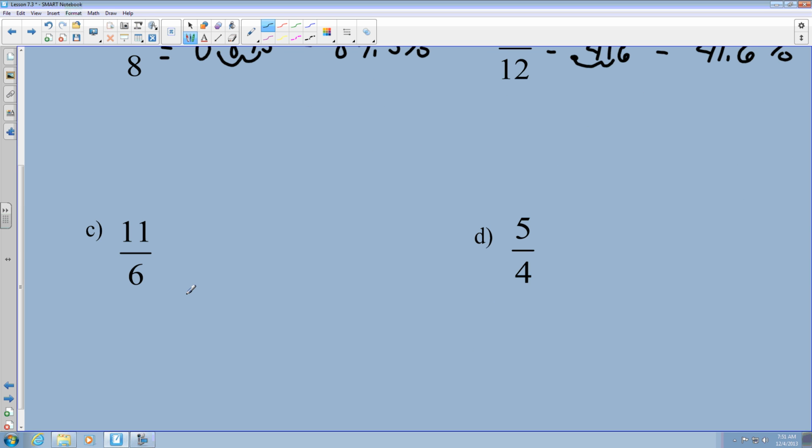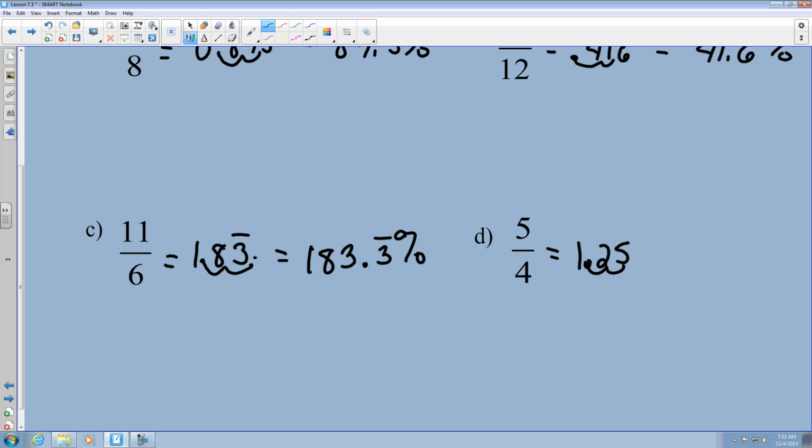11 divided by 6, written as a decimal, is 1.83 repeating. Convert this to 1, 2. So this is going to equal 183.3 repeating percent. Remember, you only write the repeating bar on the right-hand side of your decimal point. You do not do it to the left. Last one is 5 over 4. This as a decimal is 1.25. 2 units to the right, and it's going to be 125%. Okay.